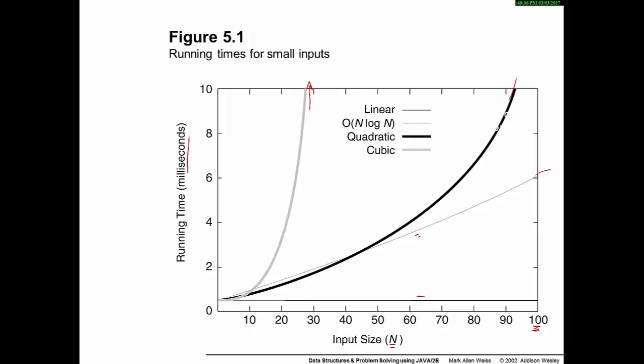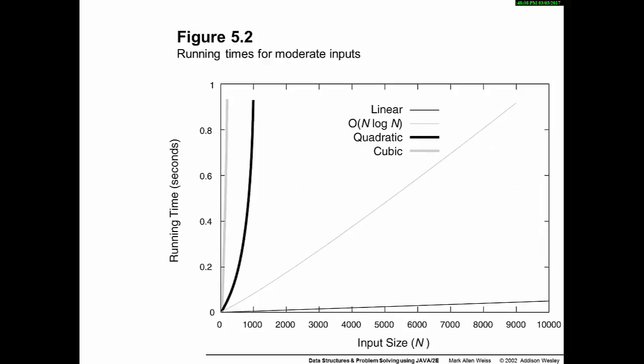Let's zoom out and take a look at bigger values of n. Here we go up to 10,000. Now we can see that our linear one down here and our n log n algorithm right here are both doing okay. They're scaling just fine. But look at the quadratic, just taking off, and the cubic even faster.